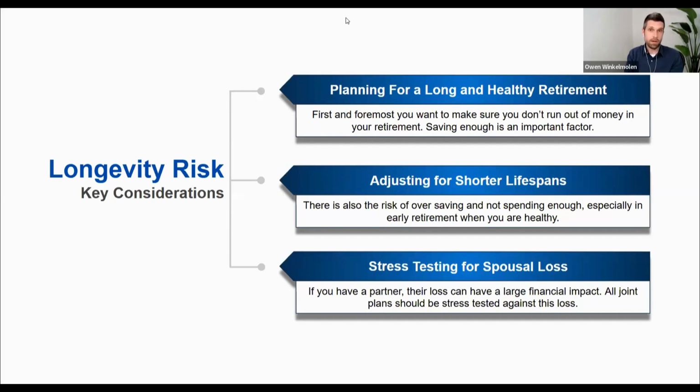And then, of course, the last one is stress testing for the loss of a spouse or a partner. So if you lose a partner in a couple, big financial impact, big emotional impact, but huge financial impact here as well. So we want to stress test against that loss. And we'll talk about that next.